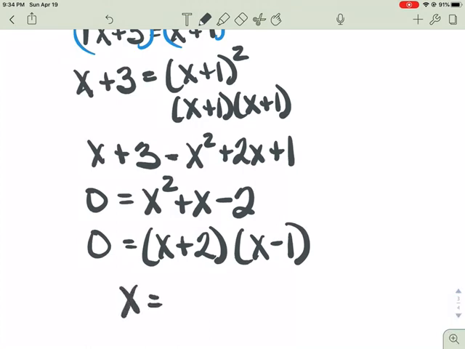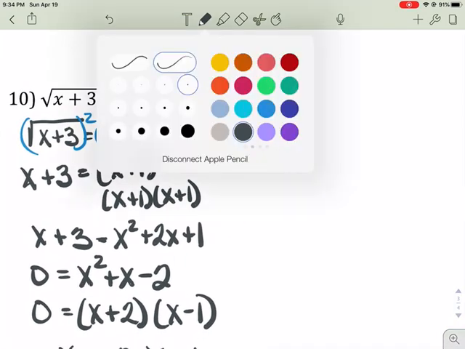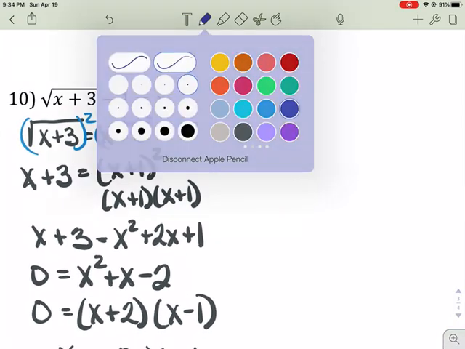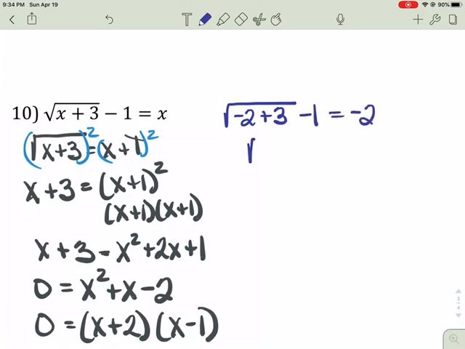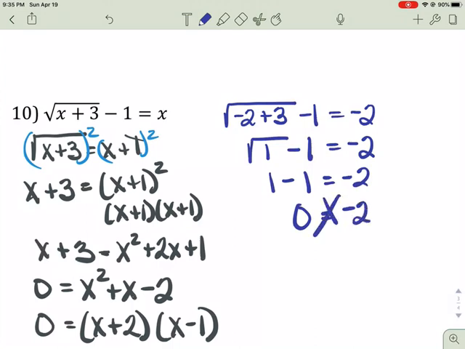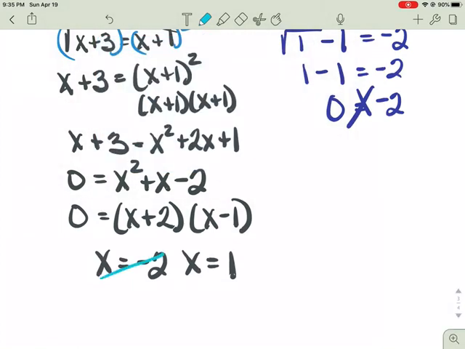Set both equal to 0. We're going to get -2 and +1. Yes, you do need to check both solutions. Okay, so let's check -2. So you get the square root of -2 plus 3, then -1 is equal to -2. So the square root of 1 minus 1 equals -2, so that's 1 minus 1. Nope. I get 0 equals -2. So that is not a solution. Just going to use a lighter color there.